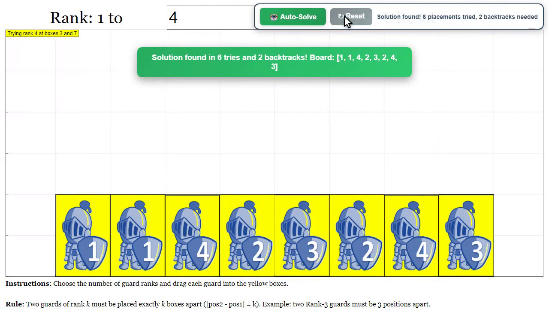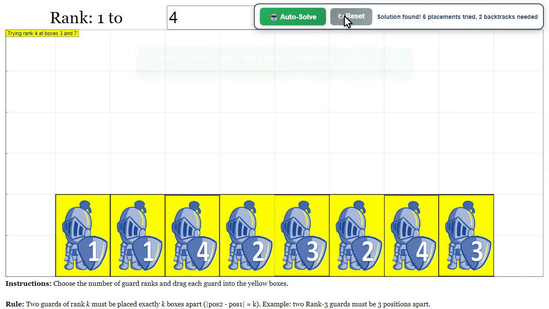Notice the tries and backtracks counters. The computer explored only a small fraction of all possible arrangements before succeeding. That's the power of backtracking. It abandons dead ends early. For 8 positions, brute force would require checking over 40,000 combinations. Backtracking finds it in far fewer steps.